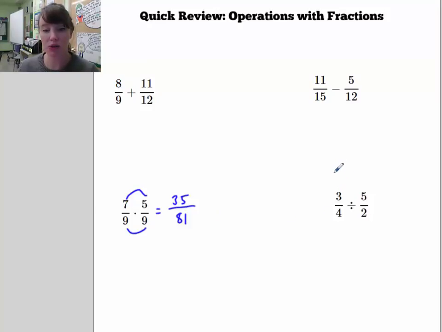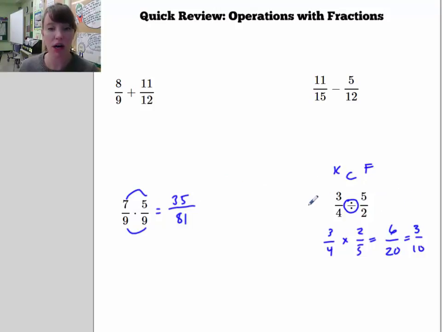When you divide, you use keep, change, flip, which is you keep the first fraction, you change the operation to multiplication, and you reciprocate the second fraction. And then you just go about multiplying them. And this one's actually really easy to reduce to 3/10. Okay, so it's very easy to do multiplication and division because you don't need like denominators. But when you have addition and subtraction, you do need like denominators.